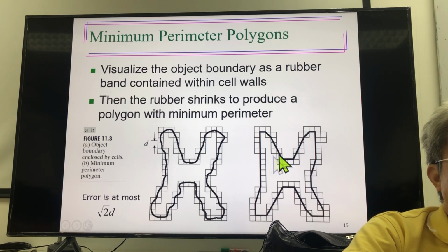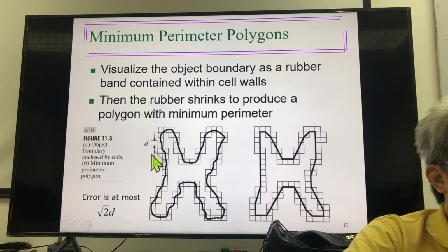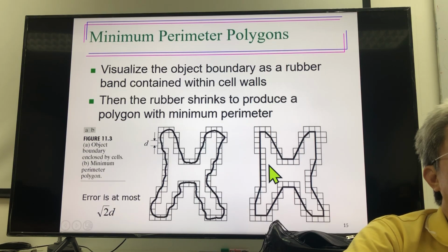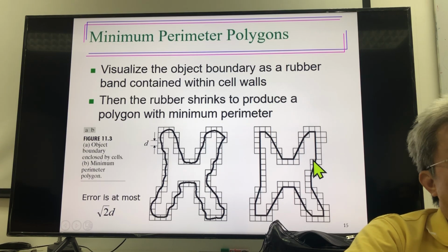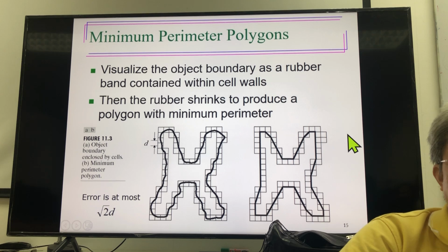You can see with this technique the error is at most square root 2 times d. d is the distance, the width of the grid, depending on the grid. But it can be represented by that.